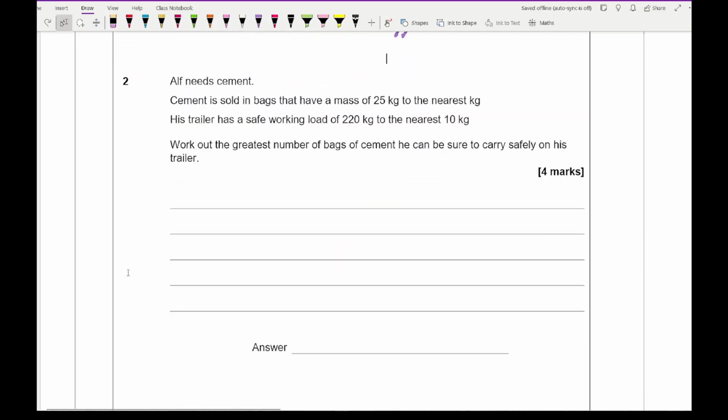Then moving on to question 2, it says Alf needs cement. Cement is sold in bags that have a mass of 25 kilograms to the nearest kilogram. His trailer has a safe working load of 220 kilograms to the nearest 10. Work out the greatest number of bags that the cement can be sure to carry safely on the trailer. So looking at this, if we look at the cement, and again we work out the upper and lower bound, that's going to be 25 plus or minus 0.5, so that's going to be 24.5 to 25.5.